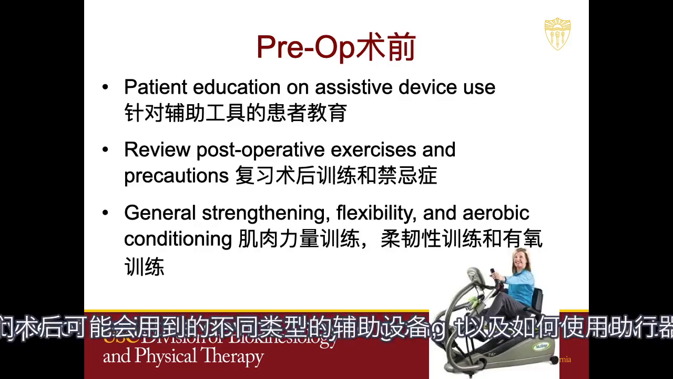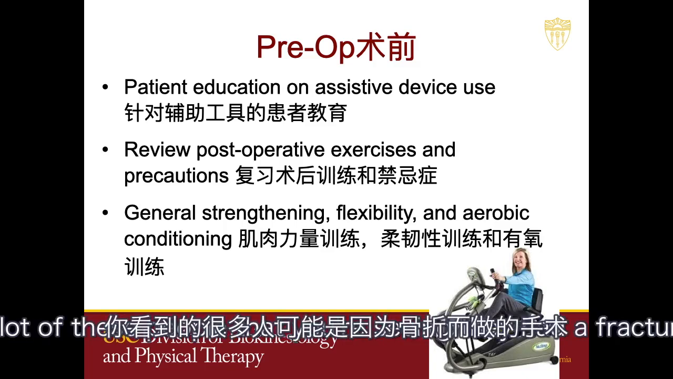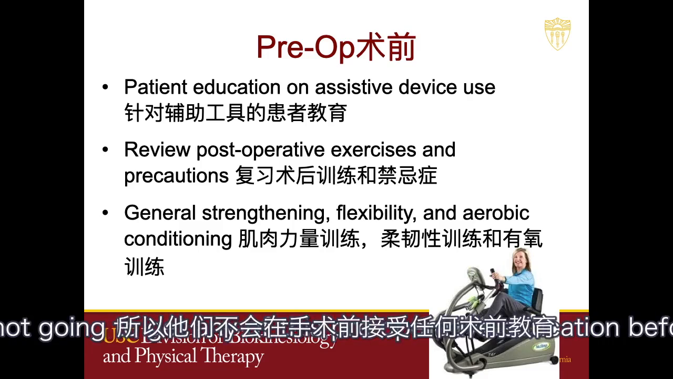We also can educate patients on things like the type of assistive device they're going to use and how to use something like a walker or a rolling walker. And then we also want to have them continue to do some sort of aerobic conditioning before their surgery. Again, a lot of these people that you're seeing, they had a fracture, and so they're not going to get any of this preoperative education before the surgery.